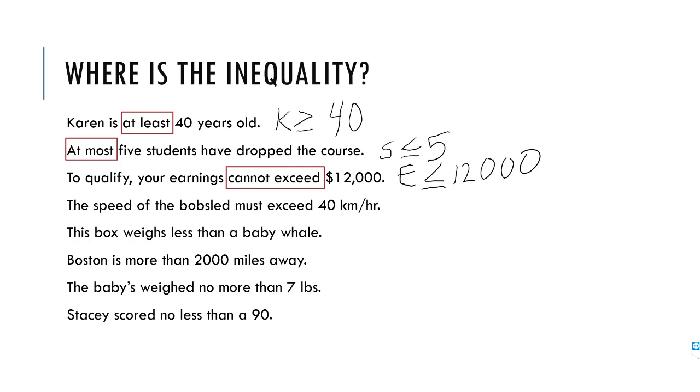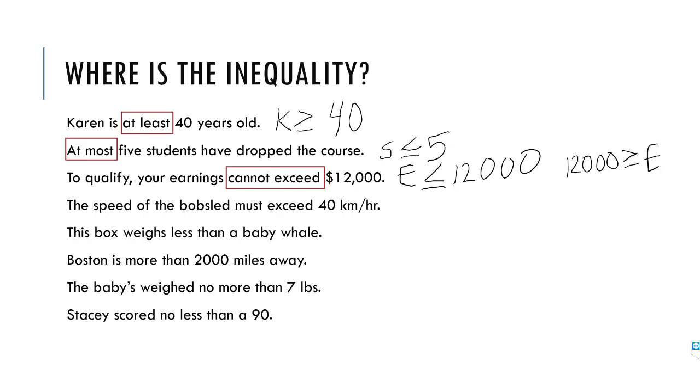While we're here, let's talk about this. We could also write it another way. We could say that 12,000 is greater than or equal to the earnings. 12,000 is again still our top boundary. Because we flipped the entire inequality, it is still true. 12,000 is always going to be larger than or equal to my amount of earnings. Any of these ones we've already written could be written that way as well.